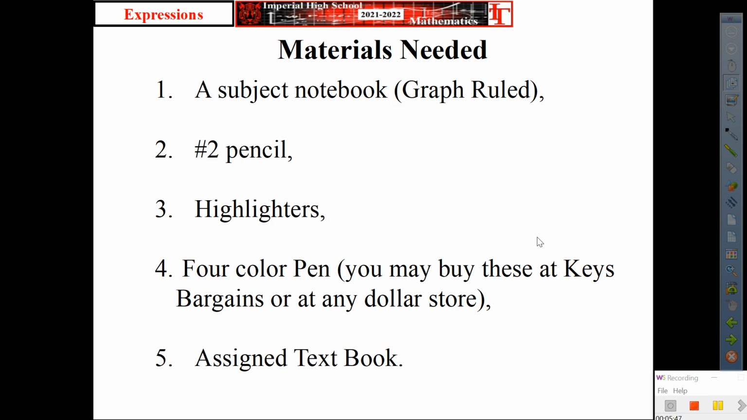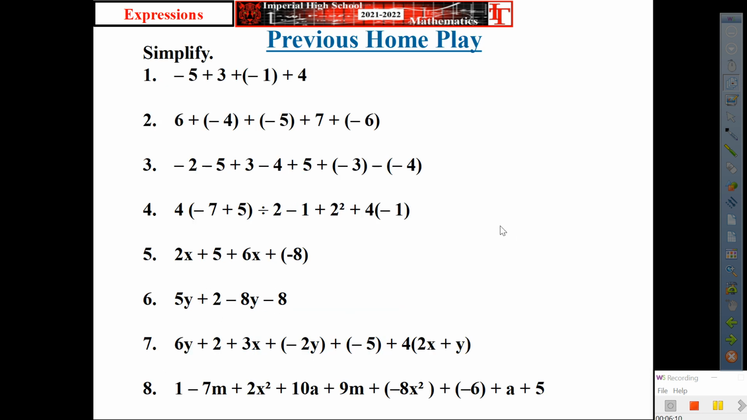Like I said, today we're going to get a little bit into polynomials, and next week it's going to start getting a little more into the Algebra 2 course, and then from there we're going to get into the graphing, so that's why you need all these materials that I'm asking for, okay?